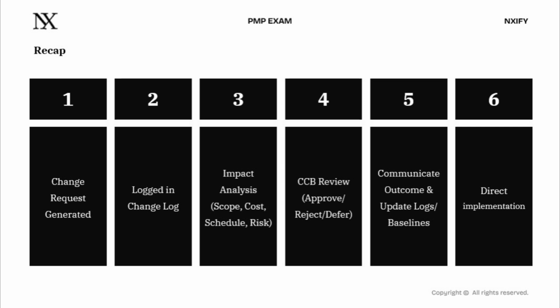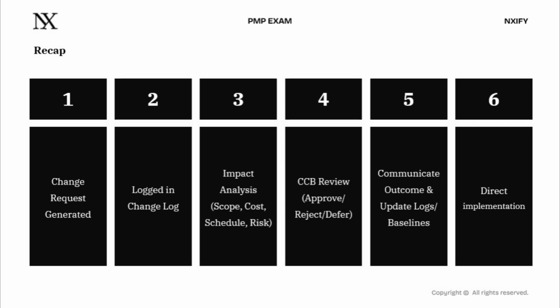Step 2. Logged in changelog, which means it immediately gets documented. Every change request, regardless of whether it will be approved, earns a line in the changelog. This is how you maintain visibility and control from the very start. Step 3, impact analysis, scope, cost, schedule, risk. Before anyone makes a decision, you do the forensic work.